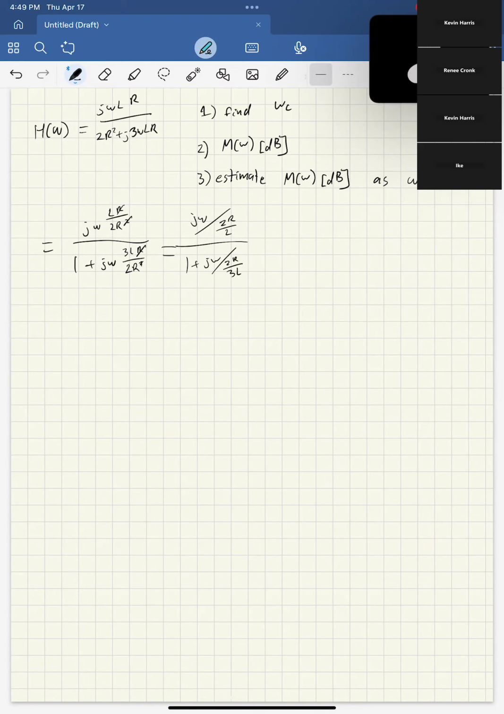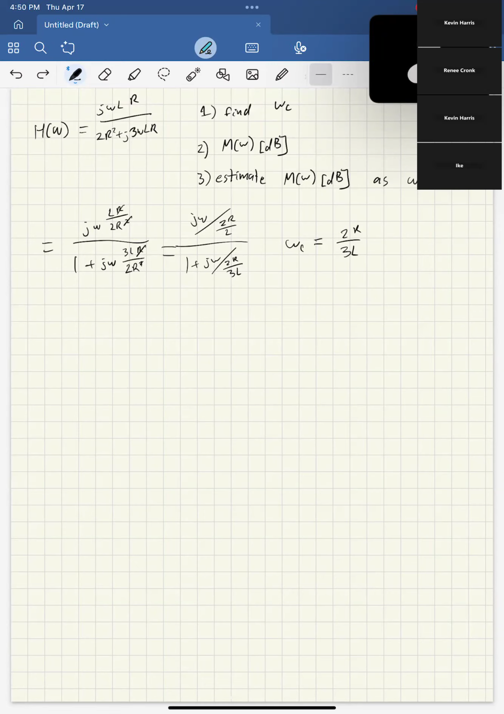Very cool. I believe the corner frequency for the purposes of this, I think you can write both of these: this would be omega 1 and this would be omega 2. But I believe the corner frequency per se would be this one, so omega c would be 2R over 3L. When in doubt, stick with the one that also has the real component, probably.